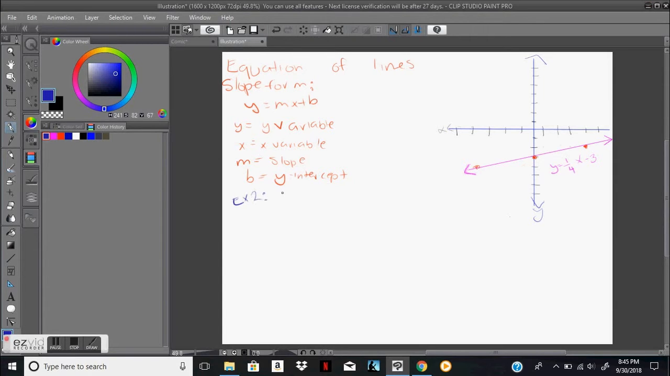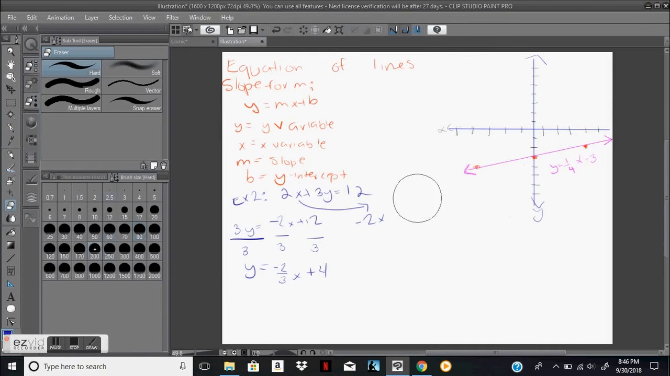For this example, we're going to be graphing 2x plus 3y equals 12. Since it's not in slope form, we are going to turn it into slope form by subtracting the 2x from the left side and putting it on the right side. So we get 3y equals -2x plus 12, and then we divide everything by 3, and we get y equals -2 over 3 x plus 4, and that would be our slope form equation.